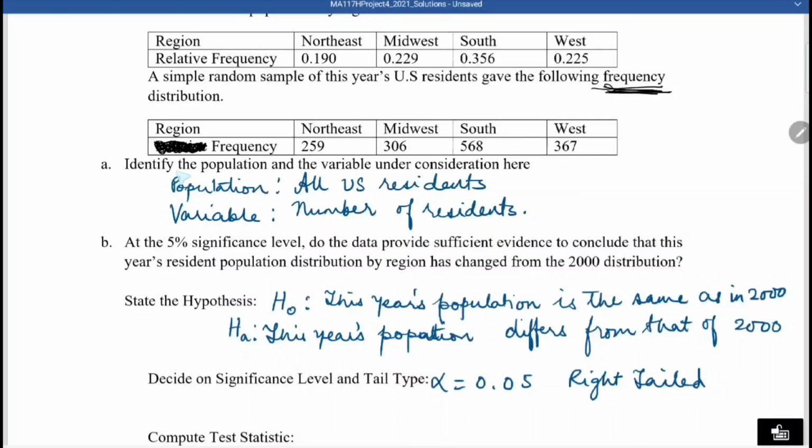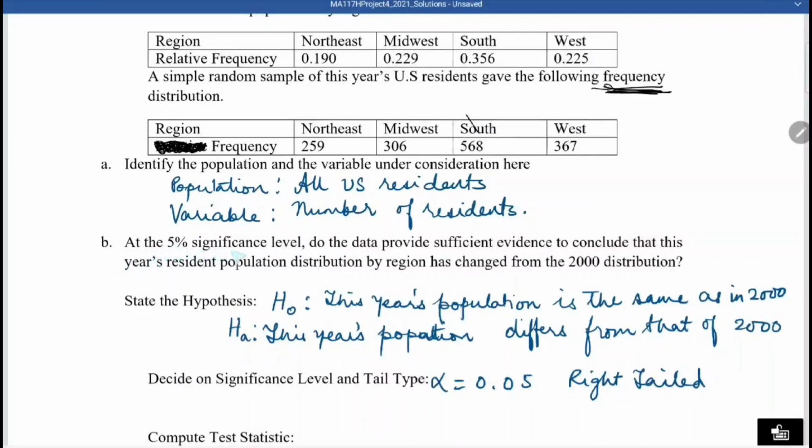The first question says, identify the population and variable under consideration. The population would be all US residents. We are trying to find the distribution of US residents by region, and the variable that we are studying is the number of residents in each region. All right.